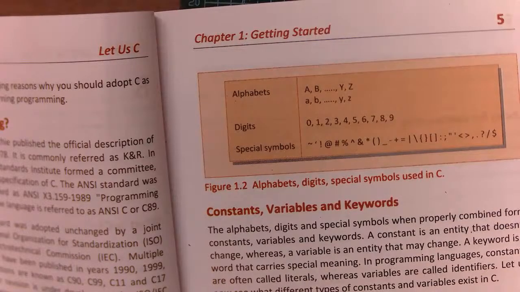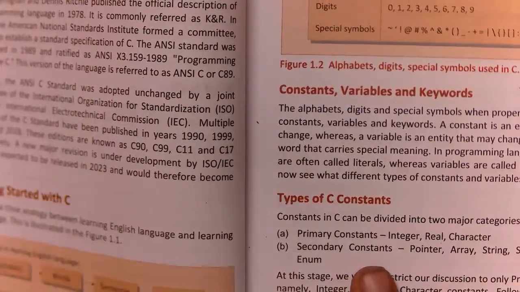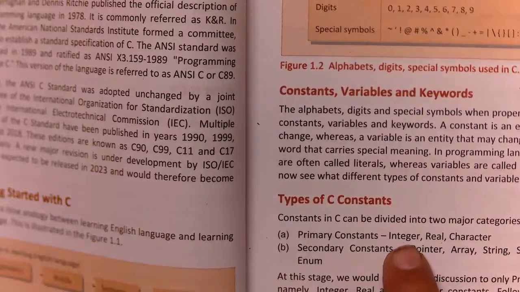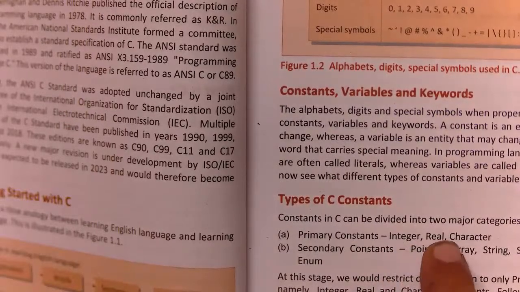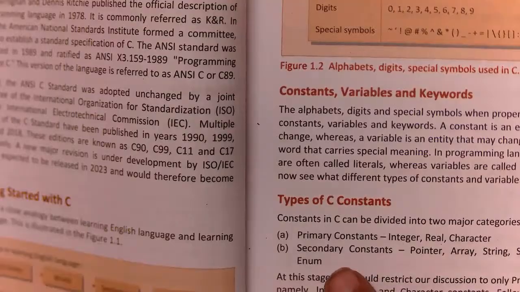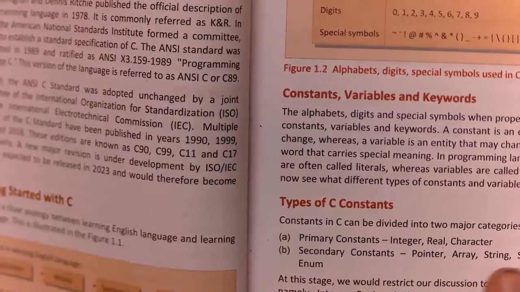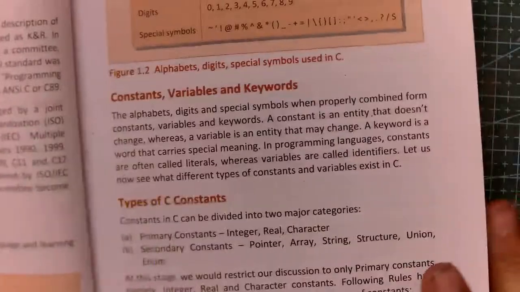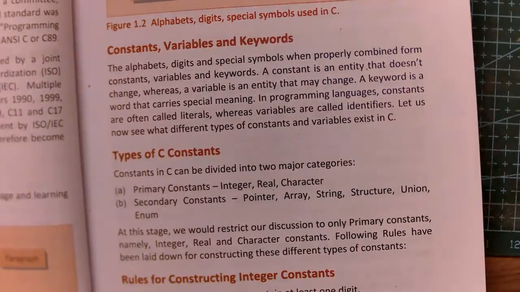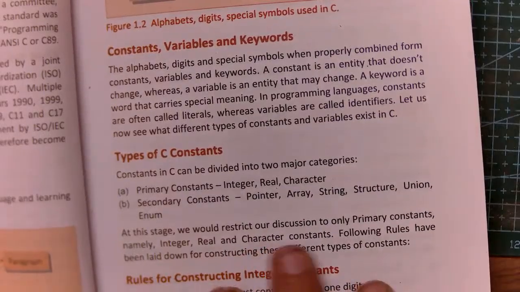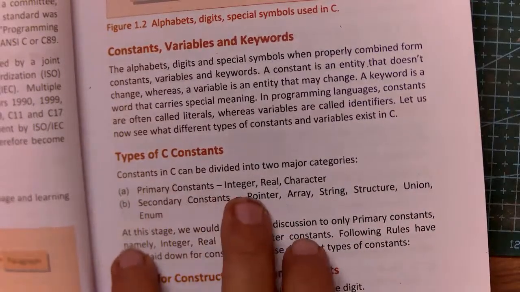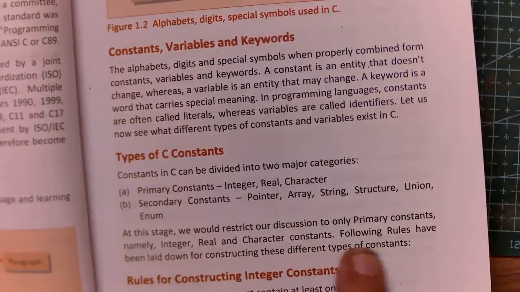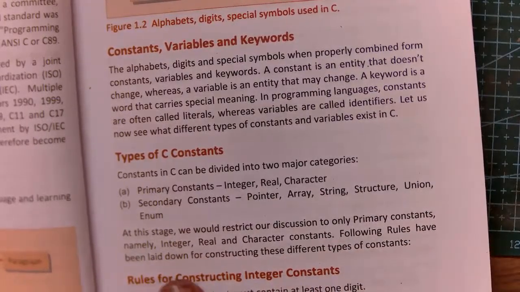Let us now see what the different types of constants and variables are. Types of constants: primary constants and secondary constants. In primary constants: integer, real, character. Secondary constants: pointer, array, string, structure, union, enum. At this stage, we would restrict our discussion only to primary constants, namely integer, real, and character.